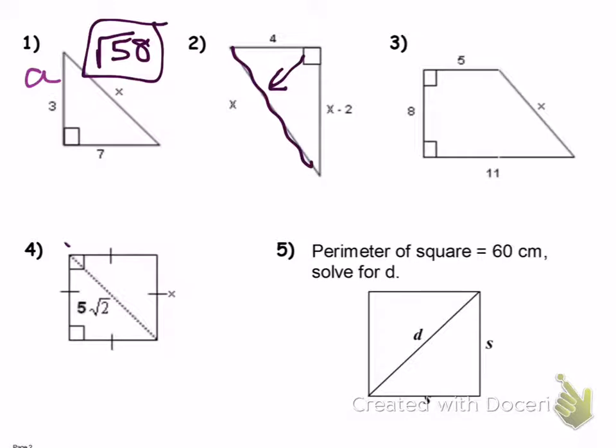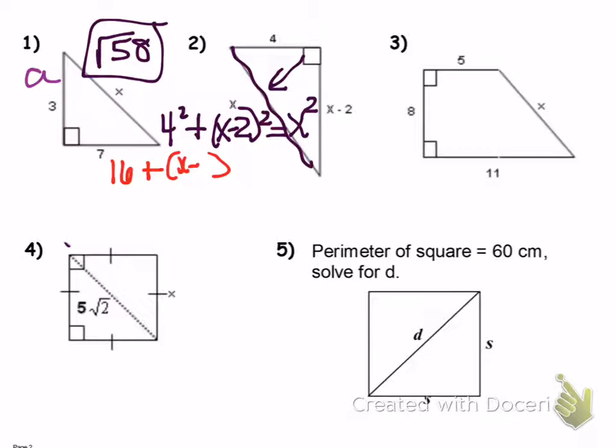Okay, so I'm going to have 4 squared. Whoops, I just wrote 14. 4 squared plus, now here's where you have to be careful. That's going to be x minus 2 squared is going to equal x squared. Okay, so we're going to simplify this. So this will be 16 plus, now when you're doing x minus 2, this is a part that a lot of us would do wrong. This is x minus 2 times x minus 2.